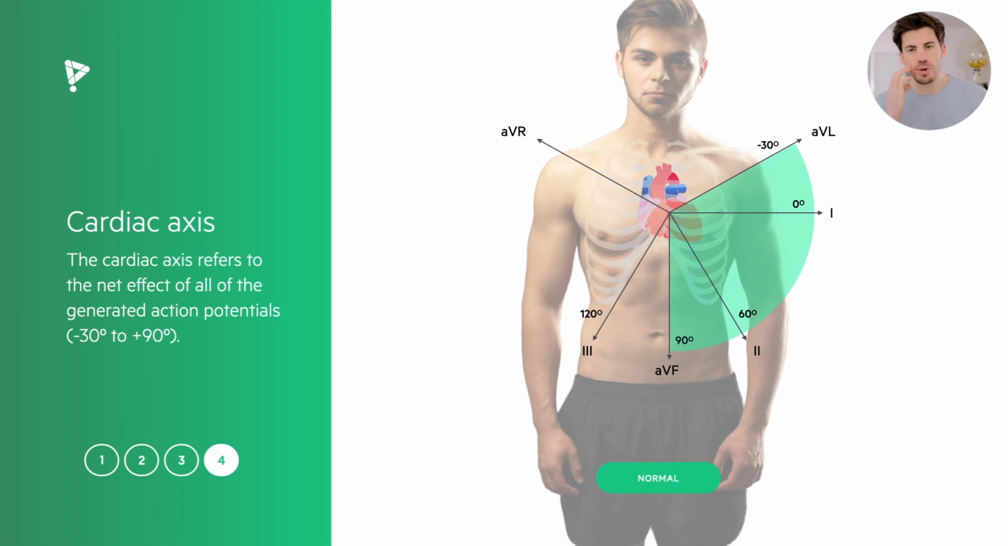And then finally, we looked at cardiac axis, how it refers to the net effect of all the generated action potentials going from -30 to +90, and how if it's deviated to the left, it's left axis deviation. If it's deviated to the right, it's right axis. And we showed you how you can work it out in practice easier by using leads 1, 2, and 3.